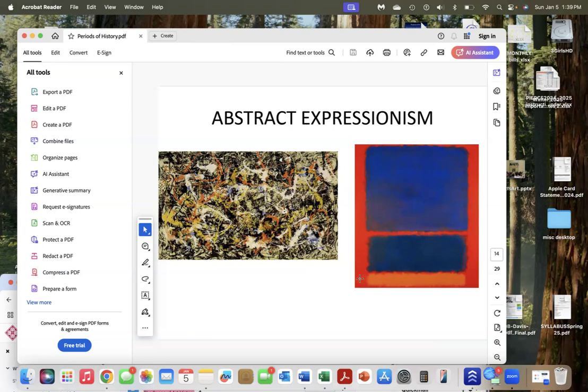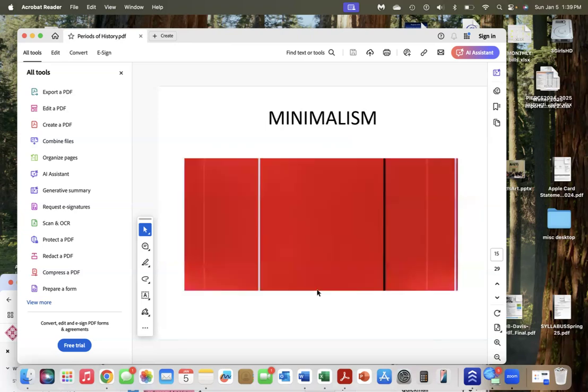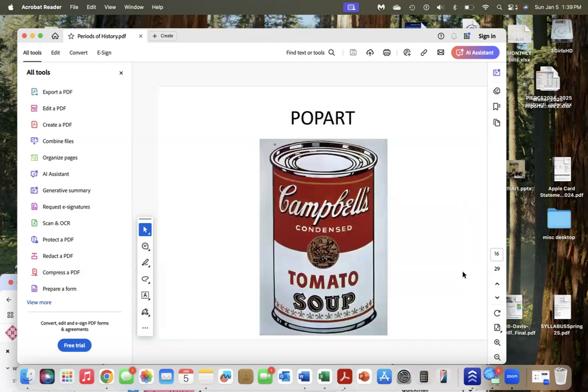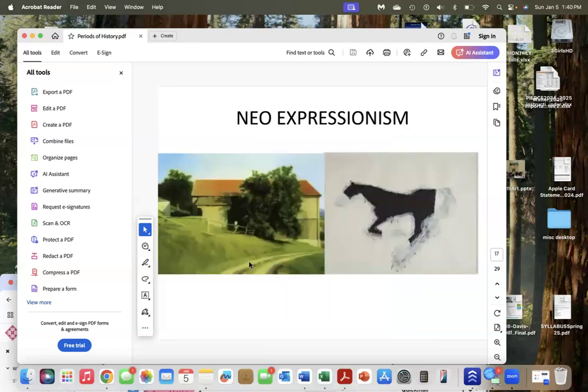This is another expressionist, Mark Rothko, completely different, more serene. Minimalism, that drove people crazy, just absolutely non-representational. It represents nothing. But when you read about this, Barnett Newman, you learn more about him. And Andy Warhol, you probably know him in pop art. He did these in lithographs, drove people nuts.